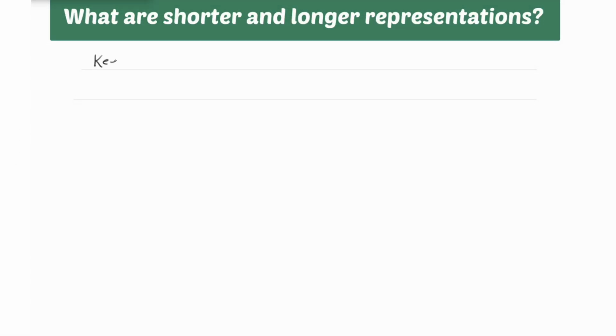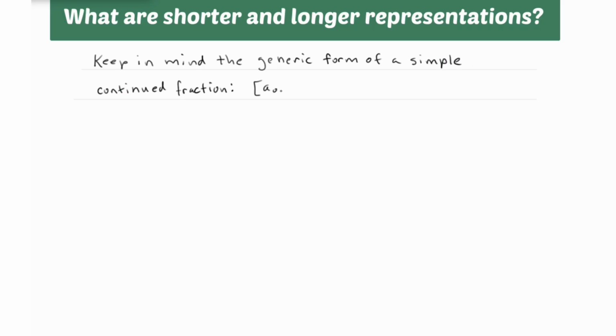It is helpful to review and keep in mind that finite simple continued fractions can be written in this generic form: a0, a1, a2, and continuing on until a sub n minus 1, and ending with a sub n. A key point is this ends. There is an a sub n, so this is for a finite simple continued fraction.